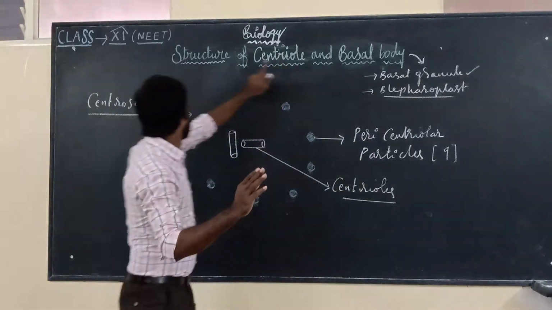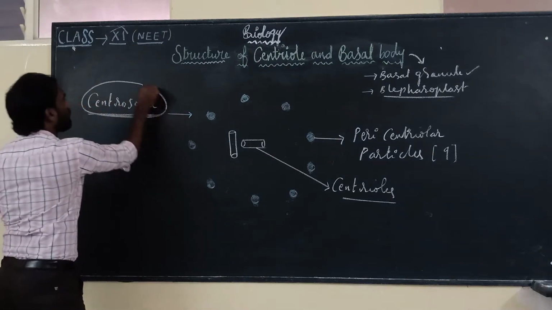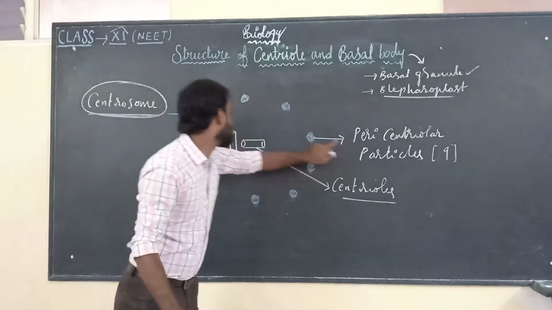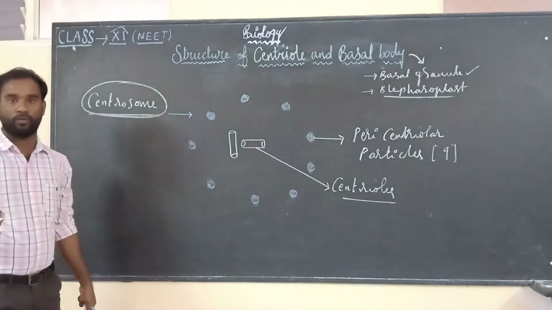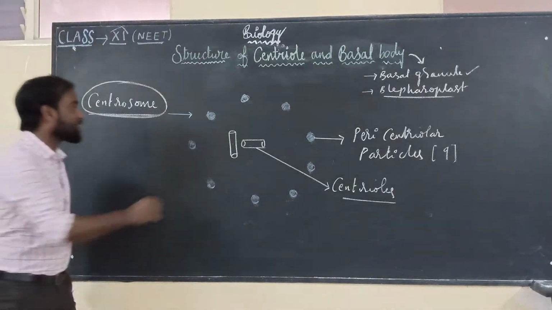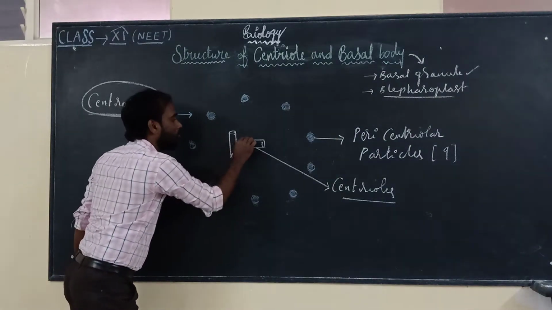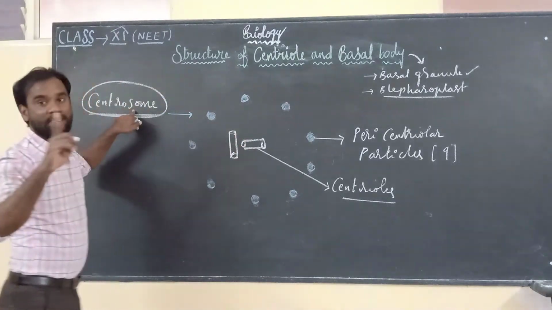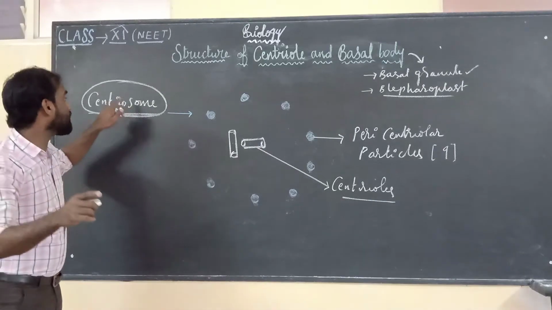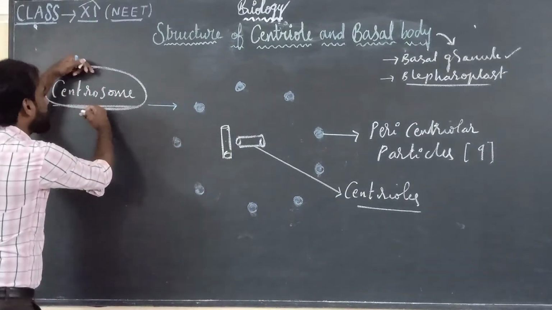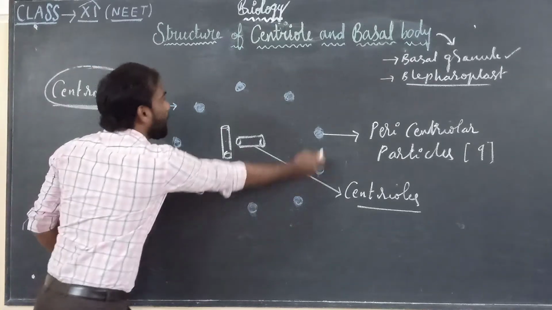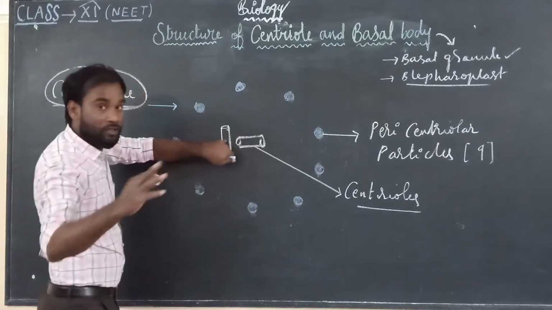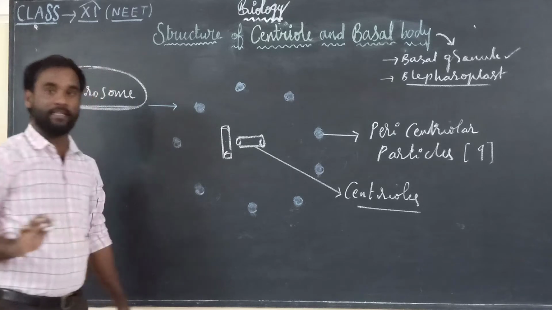Remember, centrioles are present inside a structure called centrosome. Each centrosome consists of what? 9 pericentriolar particles and 2 centrioles. Now we are going to study the structure of a single centriole. Don't be confused between centrosome and centriole. Centrosome is the organelle in which there are 9 pericentriolar particles, and inside them there are 2 centrioles which are arranged perpendicular to each other.